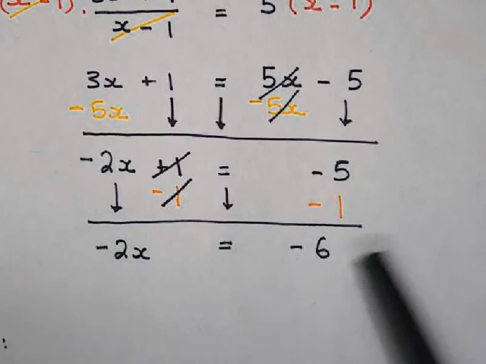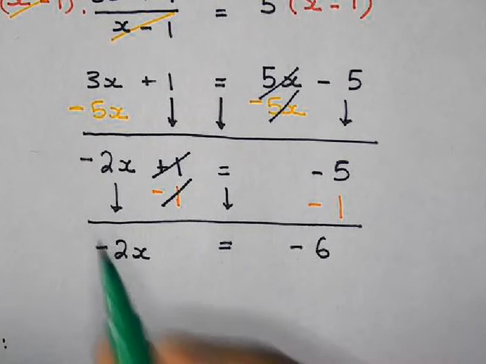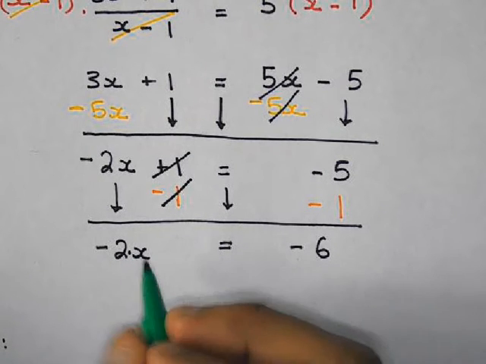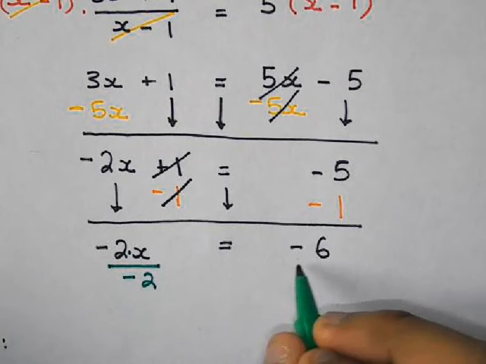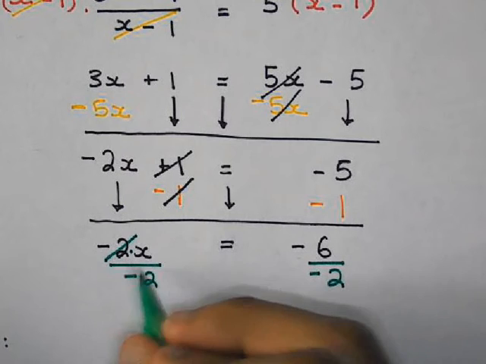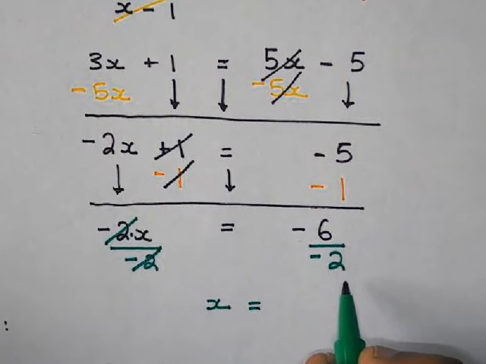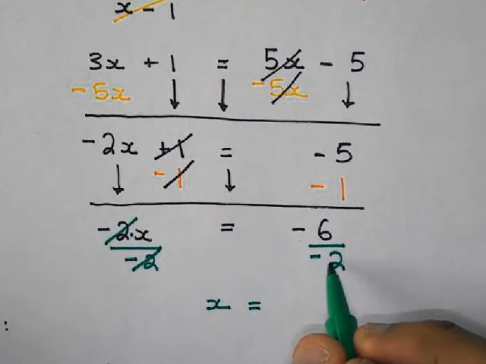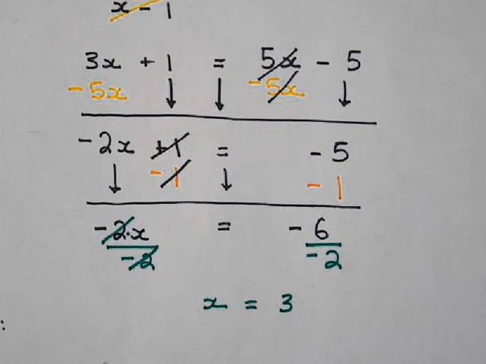So again, negative 2 times x. Well, how do I undo that multiplication? I kind of gave the answer away. Well, I divide by negative 2. And whatever I do to the left side, I do to the right side. So this right here is going to reduce, and I'm going to be left with x. And negative 6 divided by negative 2 is 3. So we have x is equal to 3. That's pretty much it for this problem.